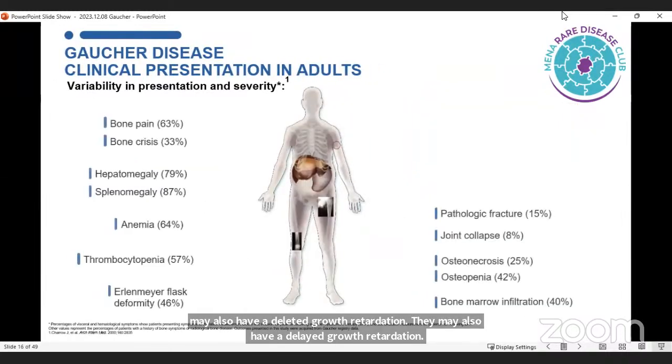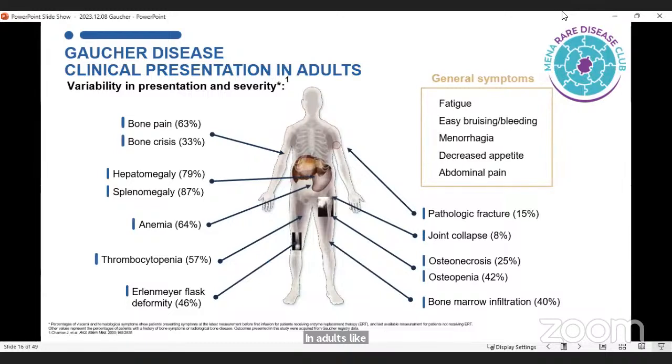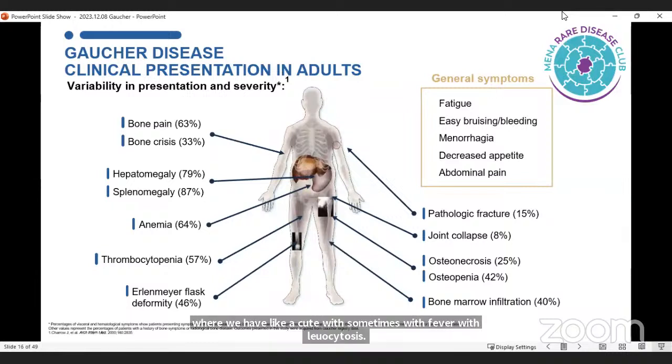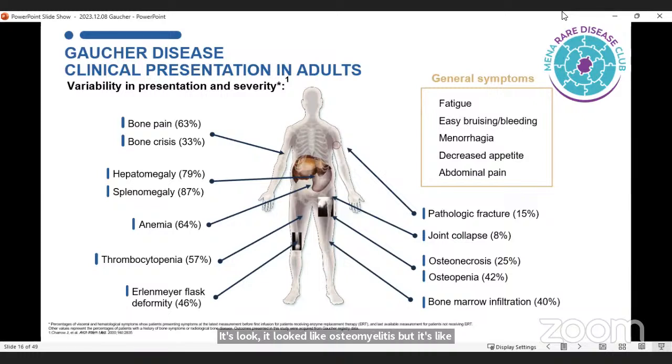In adults, there are more variable manifestations, but again, the same 3 main manifestations: hepatosplenomegaly, maybe in more than 80% of the cases, anemia, and thrombocytopenia, and these will present as easy fatigability, easy bruising, and bleeding tendency, with abdominal pain. And of course, we have marked skeletal or bone abnormalities. We can have chronic bone pain or a bone crisis, where we have acute pain, sometimes with fever and leukocytosis. It looks like osteomyelitis, but it's not osteomyelitis. It's called pseudo-osteomyelitis, where they have really severe bone pain. And of course, they can have osteopenia, fractures, and joint collapse, so bone manifestations are a really significant finding also.